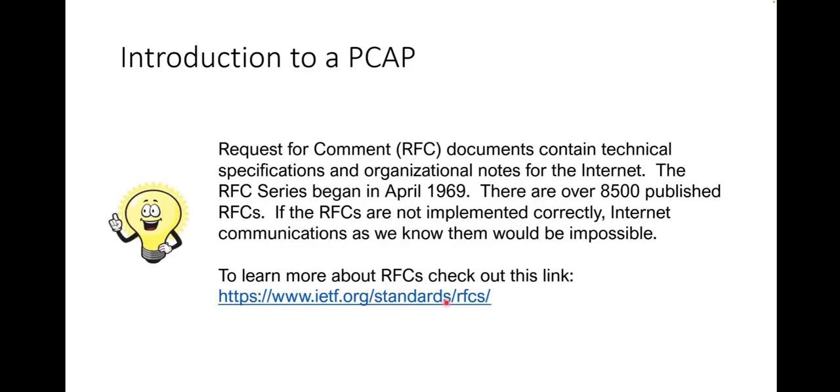What are these RFC things? They're requests for comments documents, which contain technical specs and organizational notes for the internet. The RFC series began back in April 1969. They're kind of like standards, but they got called requests for comments and the name just stuck. There's over 8,500 published RFCs. If the RFCs are not implemented correctly, internet communications as we know them would be impossible. If you're interested, we have a link here that you could go to and check some of them out.